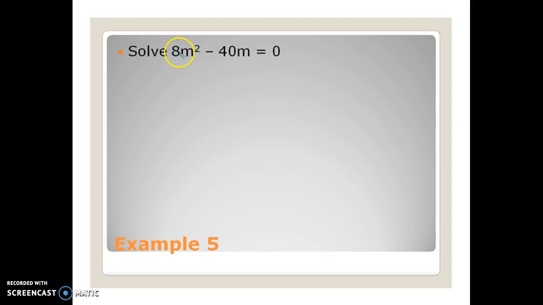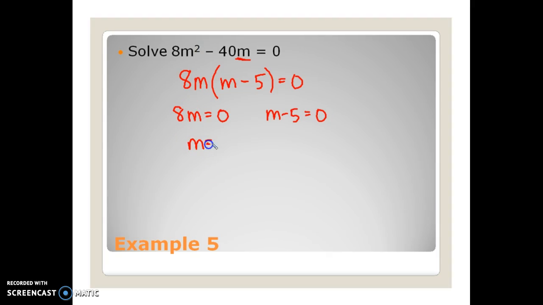So if I look at my GCF, 8 goes into 40, so that means it's got to be 8. Both of them have m's. The smaller exponent is m to the first. If I take out 8m, 8 divided by 8 is 1. M squared divided by m is m. Negative 40 divided by 8 is negative 5, and then my m's cancel. So my 2 terms are 8m, set equal to 0, and m minus 5, set equal to 0. Divide by 8, so m equals 0. Add 5, m equals 5. So when I solve, I end up getting m equals 0 and m equals 5.